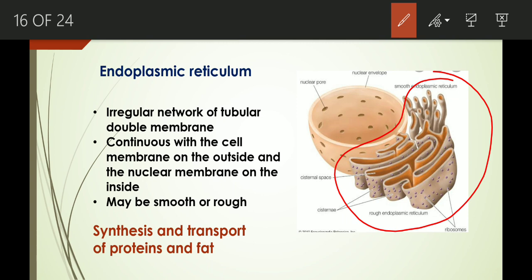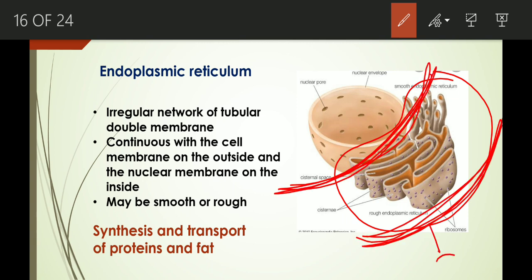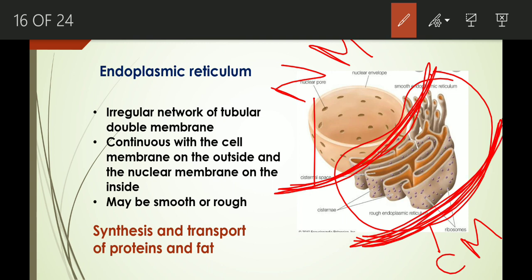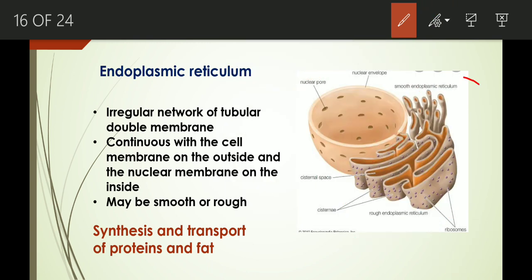Now they are continuous with both the layers. Outside present is the cell membrane and inside is the nuclear membrane. That means this endoplasmic reticulum is continuous with both these two layers. Outside the cell membrane is present and inside the nuclear membrane is present. Clear? Endoplasmic reticulum are of two types, smooth and rough.